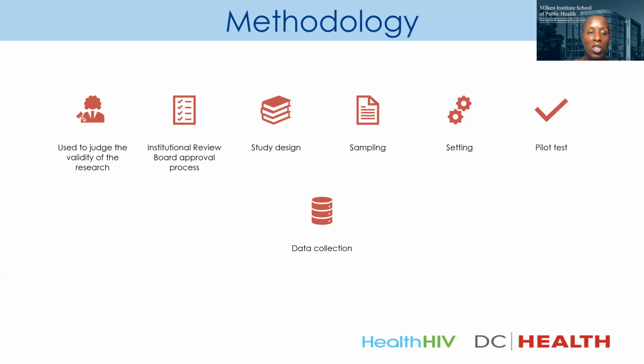So your methodology is used to judge the validity of the research. Sometimes you need institutional review board approval. So in the university setting, we call it the IRB process. That is always necessary when you are working with human subjects. And the IRB process is really to protect the individuals that we work with.